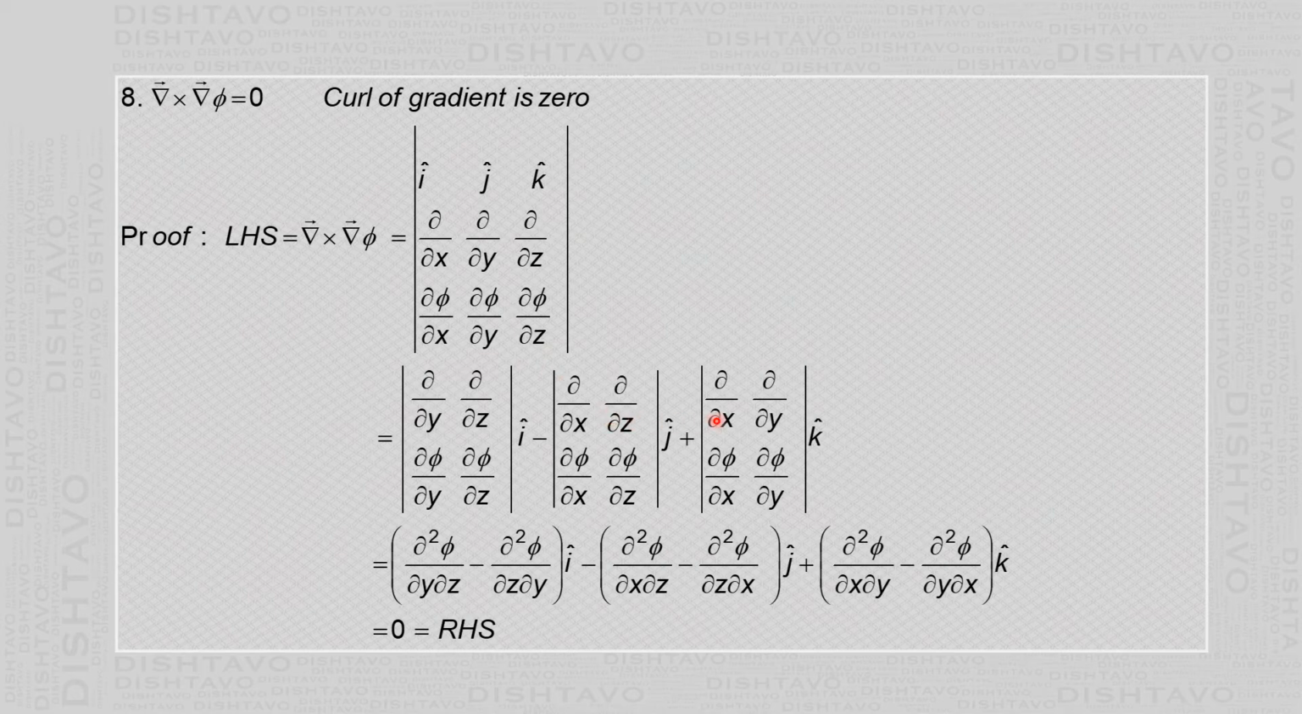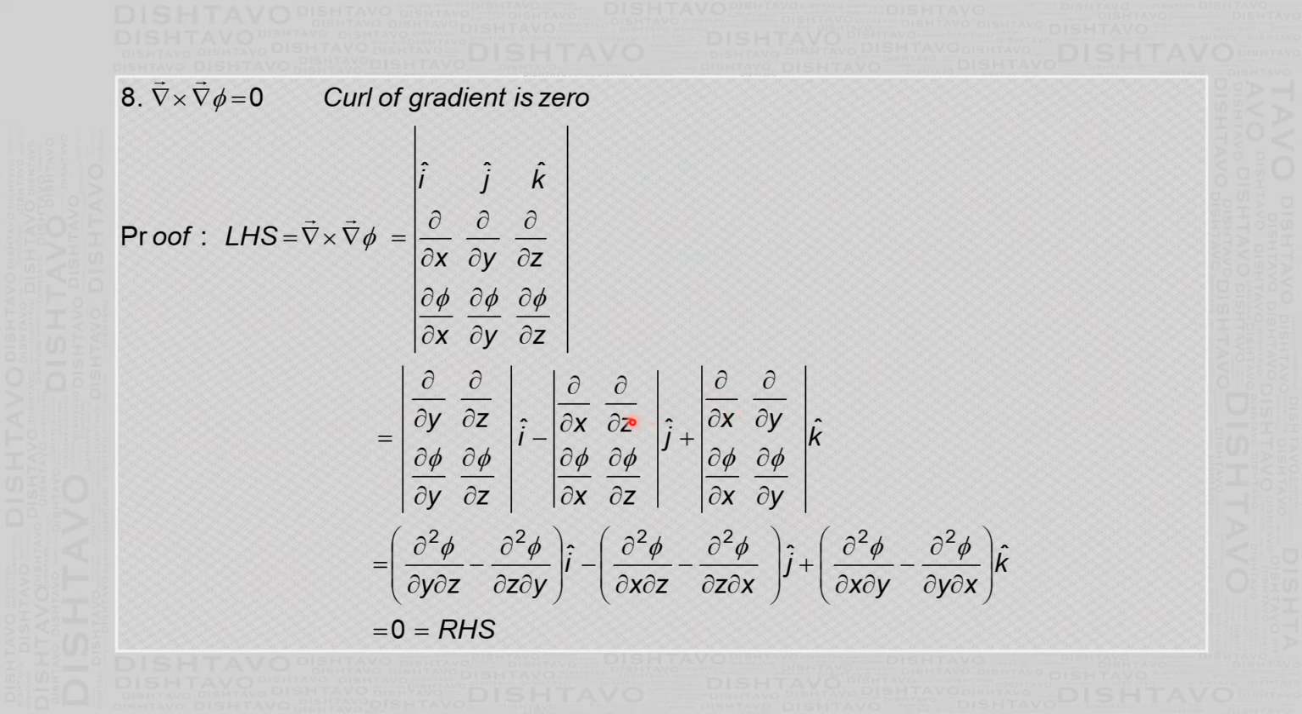To find the coefficients of the 2 by 2 determinant in the third term, whose multiplier is k cap, cover the row and the column containing k cap, and what remains there? Dou by dou x, dou by dou y, dou phi by dou x, dou phi by dou y as the coefficients of this 2 by 2 determinant.